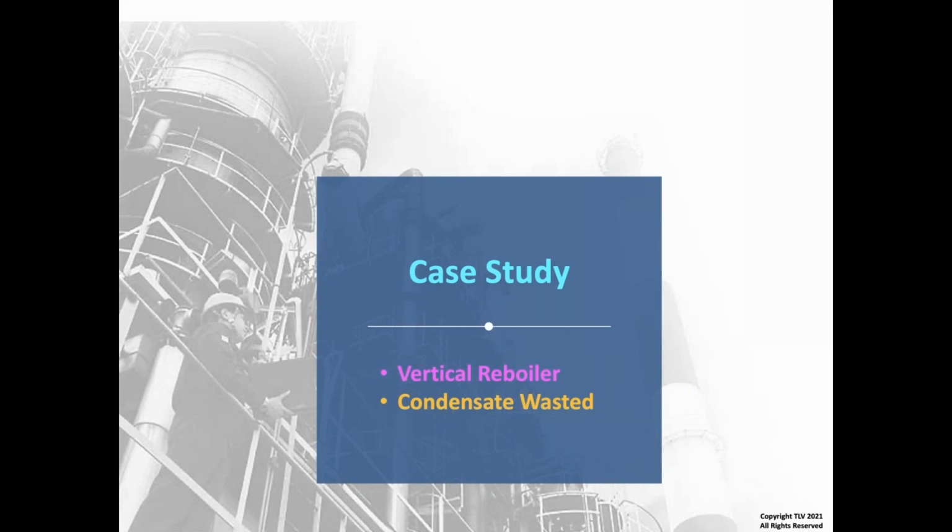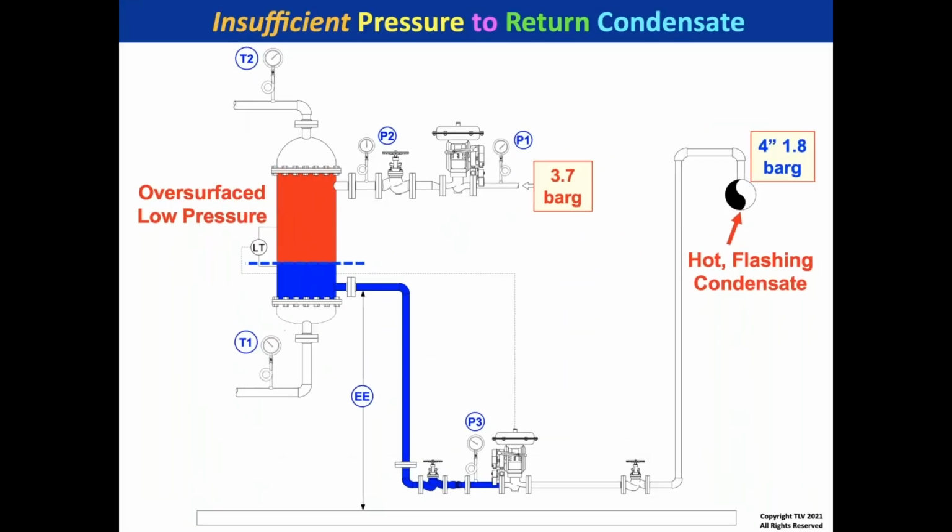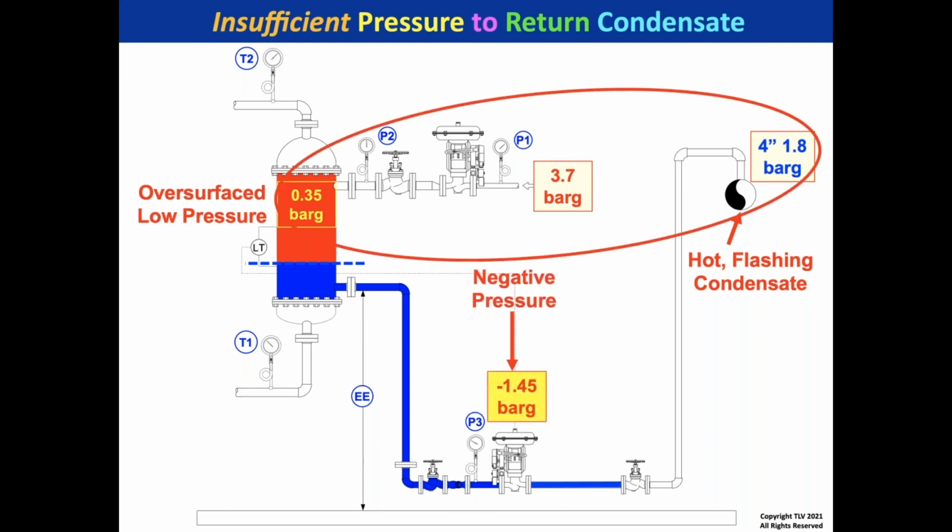In the first presentation, I showed part of this case study, but I thought I would show you this vertical thermosiphon reboiler and why they were wasting condensate with the whole application. So we start off with the condensate header, having hot flashing condensate at 1.8 bar. We did have 3.7 bar, so the original designer might have thought that was enough, but the reboiler was so oversurfaced that the pressure was 0.35 bar on the original design. So that's a negative pressure differential.